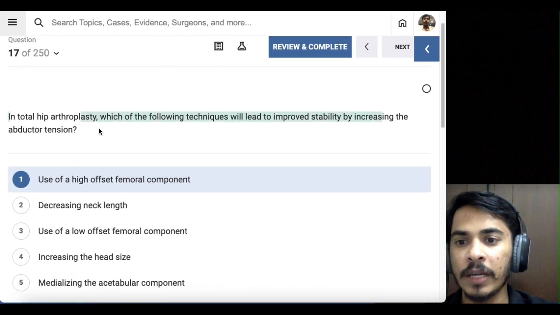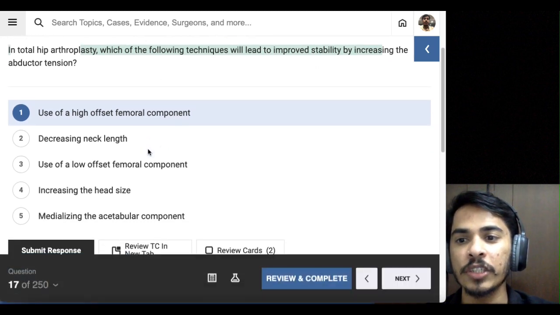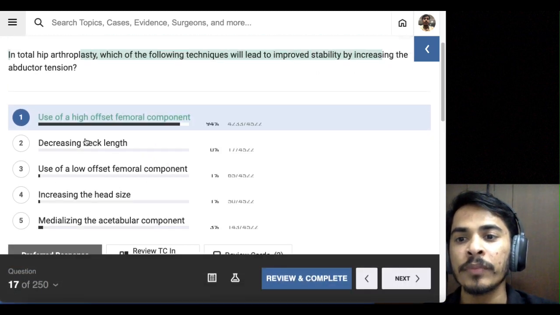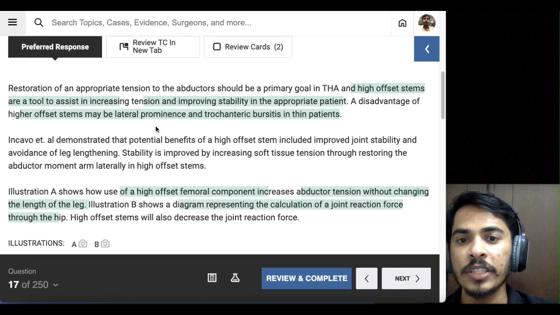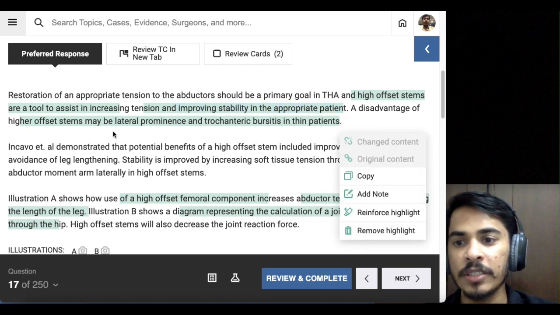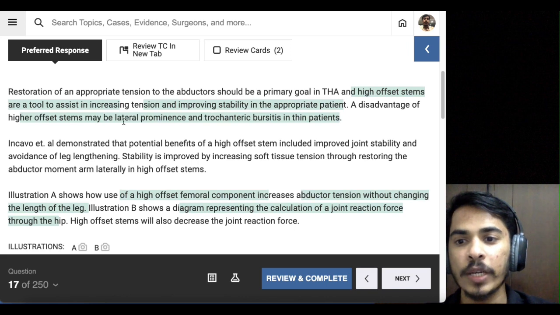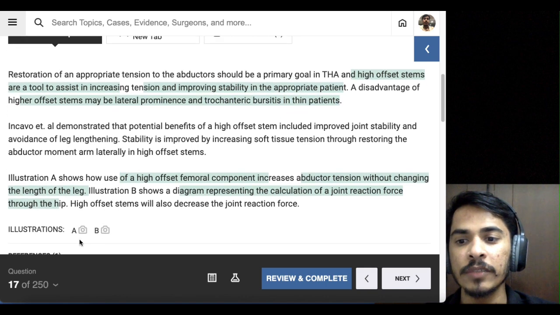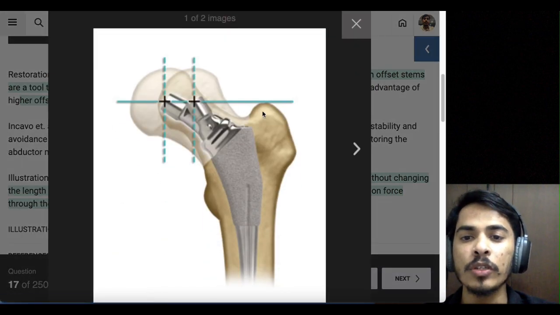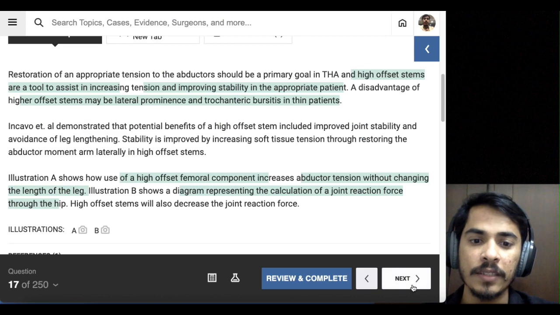In total hip arthroplasty, which of the following techniques will lead to improved stability by increasing the abductor tension? We have already discussed that increasing the offset will lead to retensioning of the abductors, and it will improve the stability in the patient. The disadvantage is that if we are increasing the offset, there will be prominence of the trochanter, and it will lead to trochanteric bursitis. Here we can see that horizontal offset is increased, it will cause trochanteric bursitis.